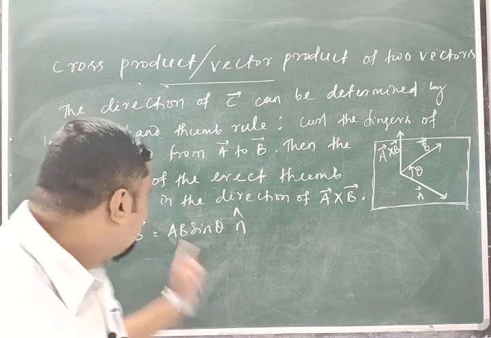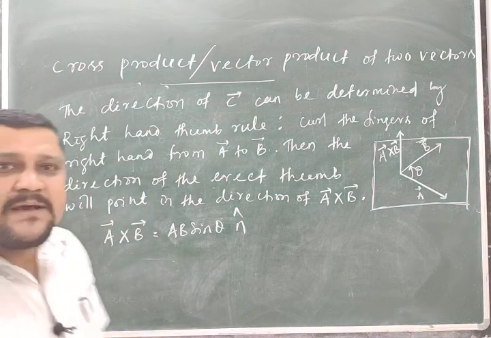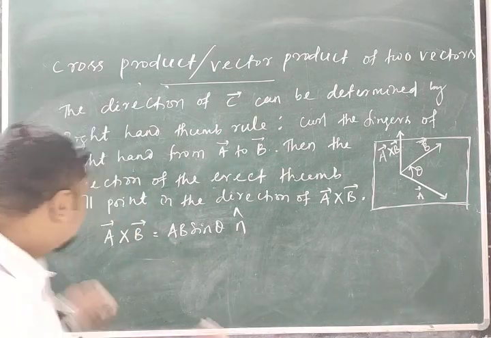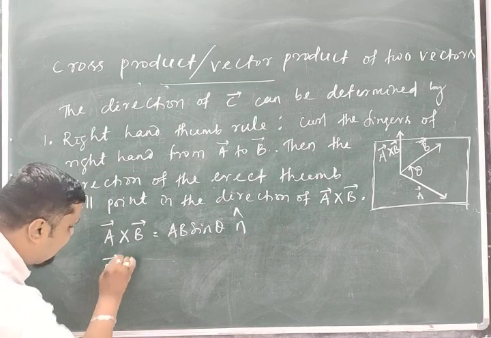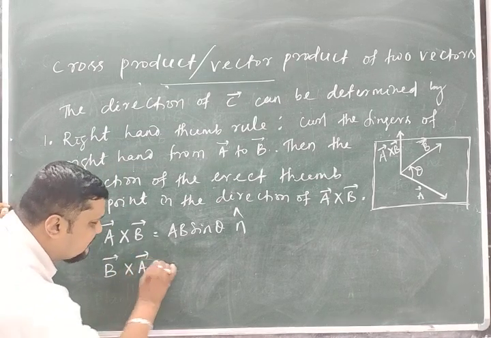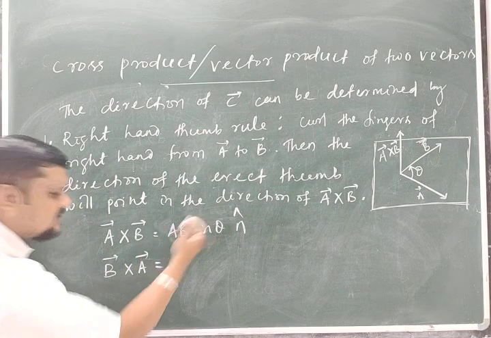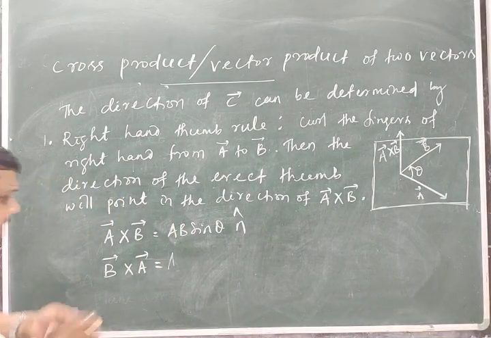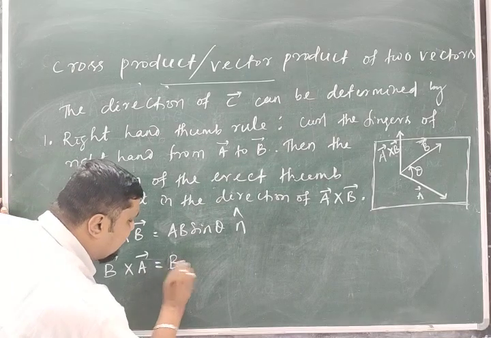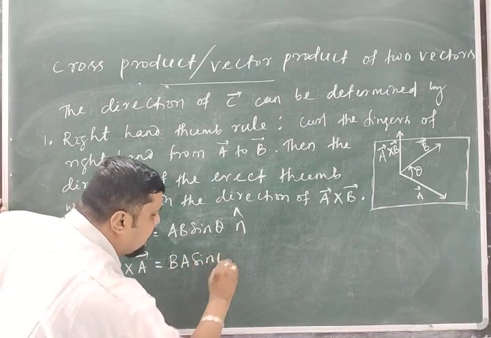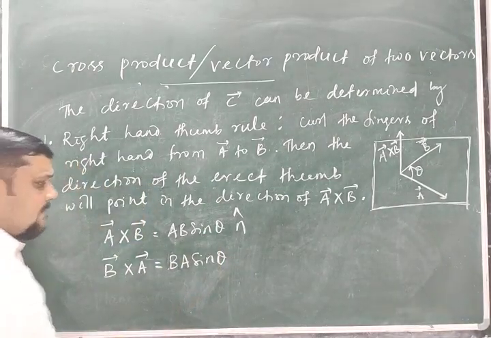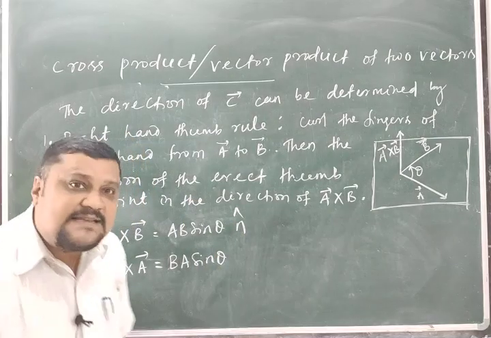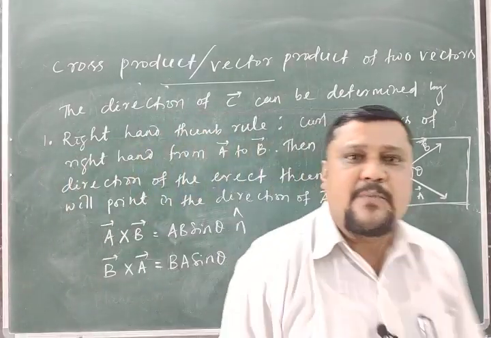Suppose in the same case I find B cross A. The magnitude does not change. B cross A means magnitude of B, magnitude of A, so there is no problem. You can write BA sin theta. Both are the same because they are scalars. But what about this n cap? Whether it is perpendicular upward or downward.